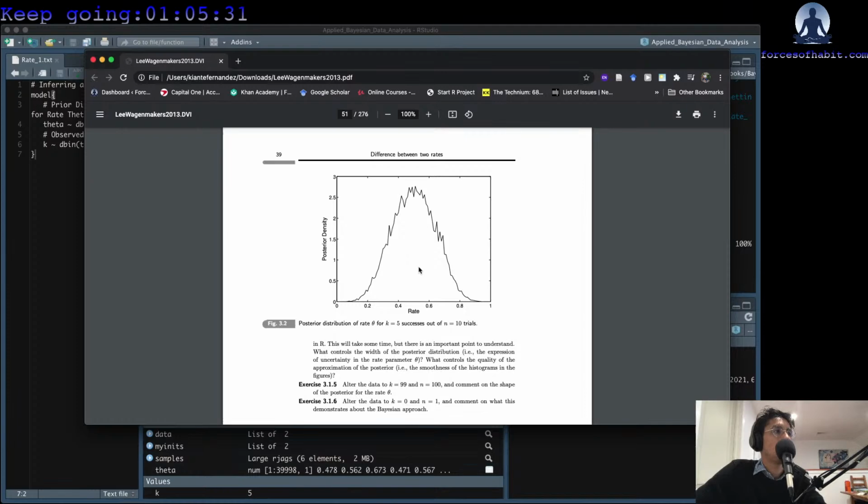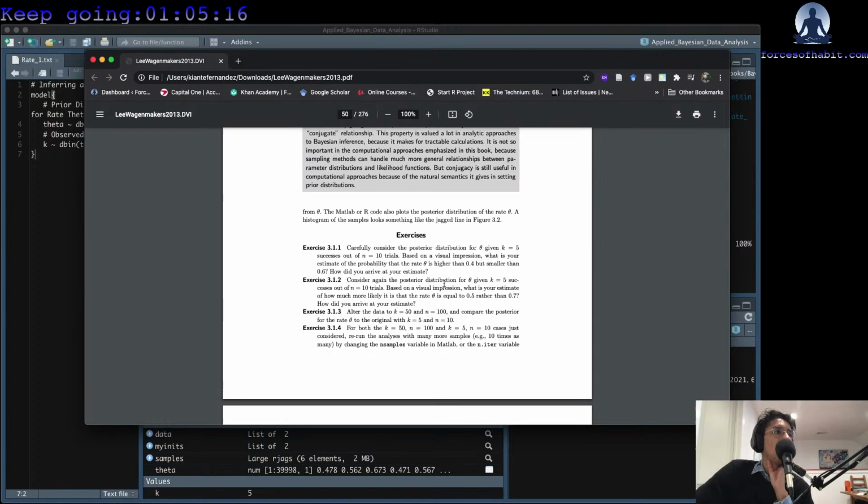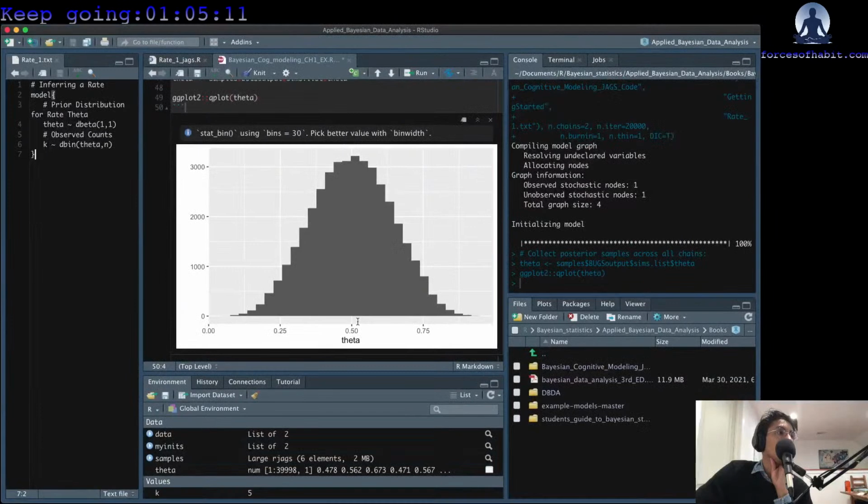So now consider the posterior distribution for theta given 6 successes out of 10, based on visual impression. What is your estimate of how much more likely is 0.5 rather than 0.7? Okay, so let's look at ours.